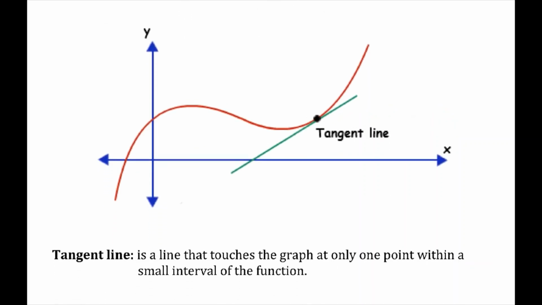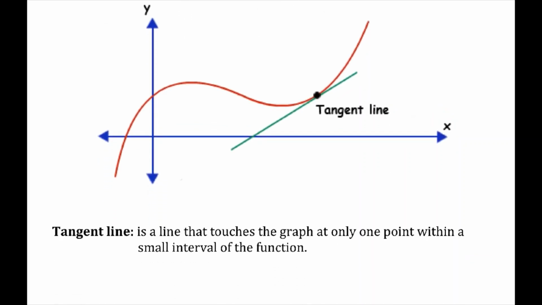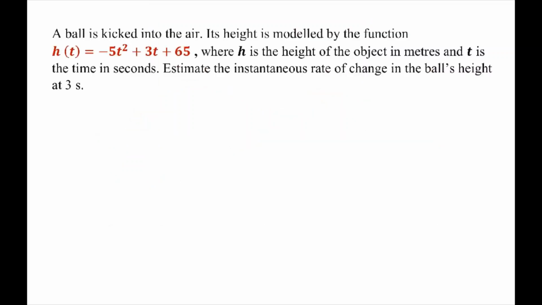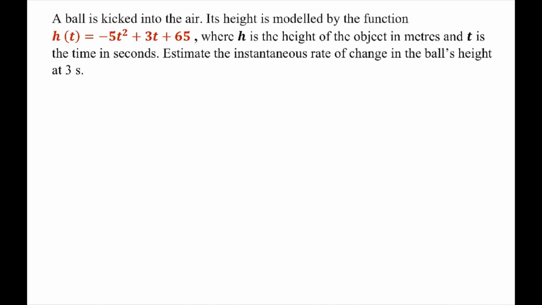So if you look here, here's the graph. I have this point here. If I draw a tangent line, the tangent line is just touching the graph at that particular point. The slope of this tangent line is going to be your instantaneous rate of change. So let's look at this question here. A ball is kicked into the air. Its height is modeled by this equation, and they want us to estimate the instantaneous rate of change in the ball's height at 3 seconds.